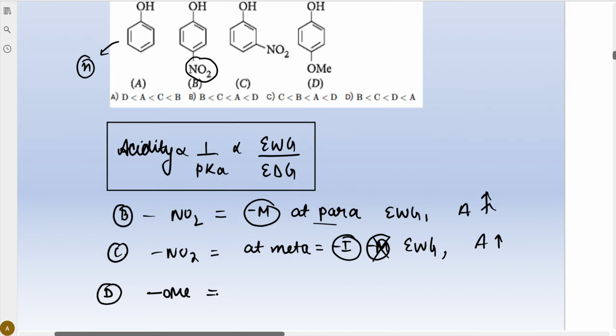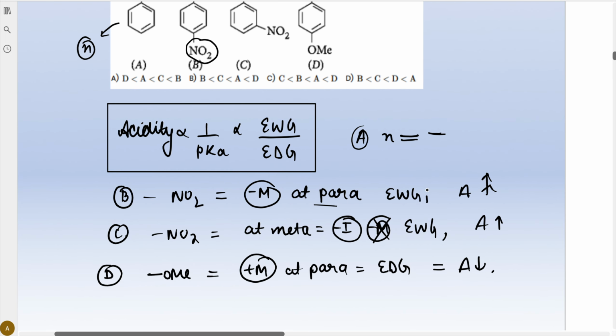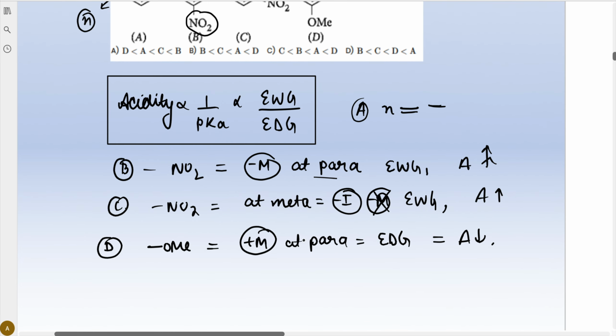Then mesomeric. And last, OMe, you have a +M group at the para position. So those which are electron donating groups will decrease the acidity. And A, you know, A is normal, no increase, no decrease, it is constant. Hydrogen will not give anything. So try to see from this A, B, C, D.